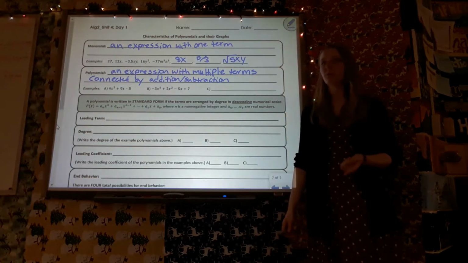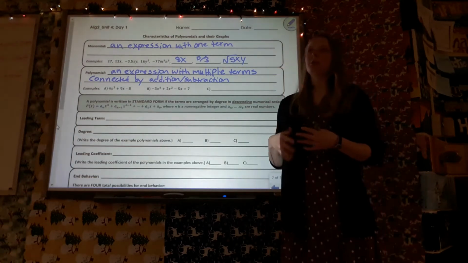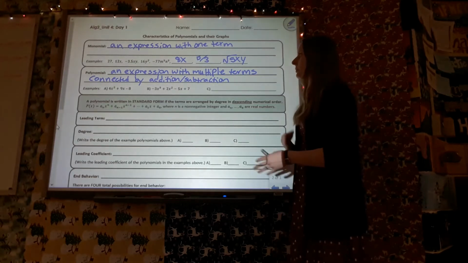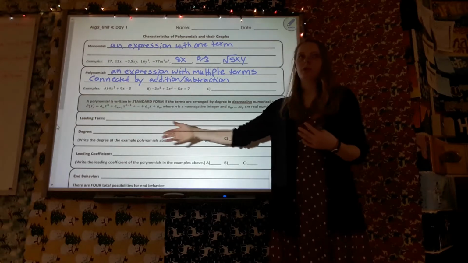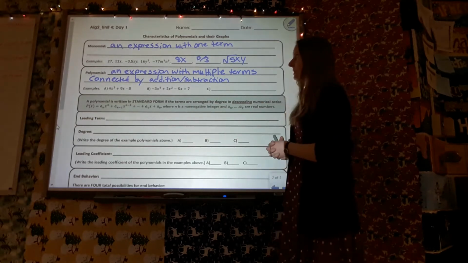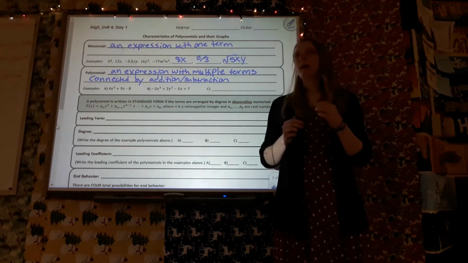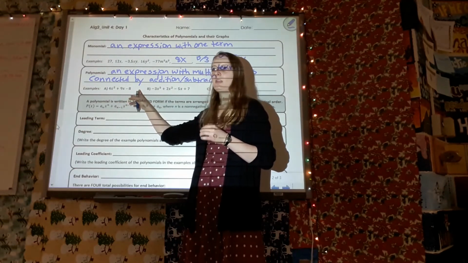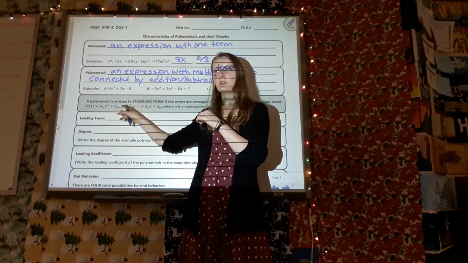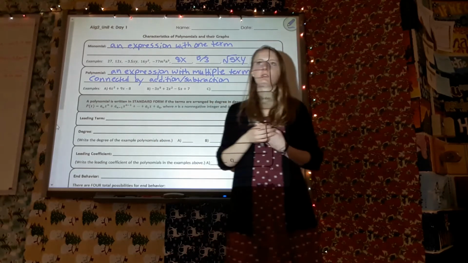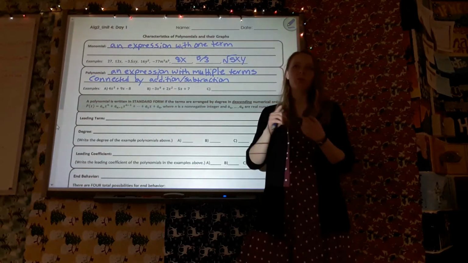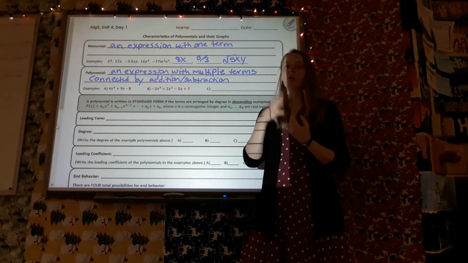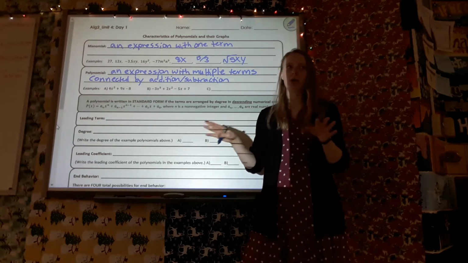You have more than one term. Technically, monomial is still considered a polynomial. It's just a polynomial with one term. But polynomial in general is going to have an extended list of terms that are connected. We also have specific types of polynomials. So how many terms does this one have? 3. That has a specific name. Do you guys remember? Trinomial. And if it has 2 terms, binomial. So monomial, binomial, and trinomial, those all have specific names. Anything that has 4 terms and beyond is just generic polynomial.